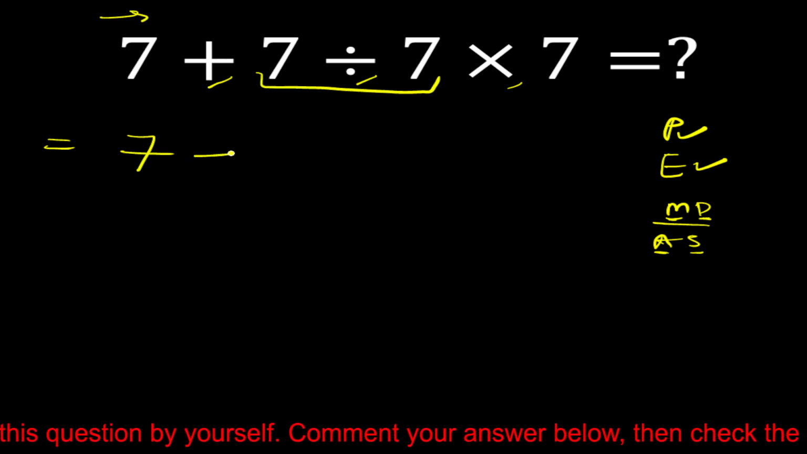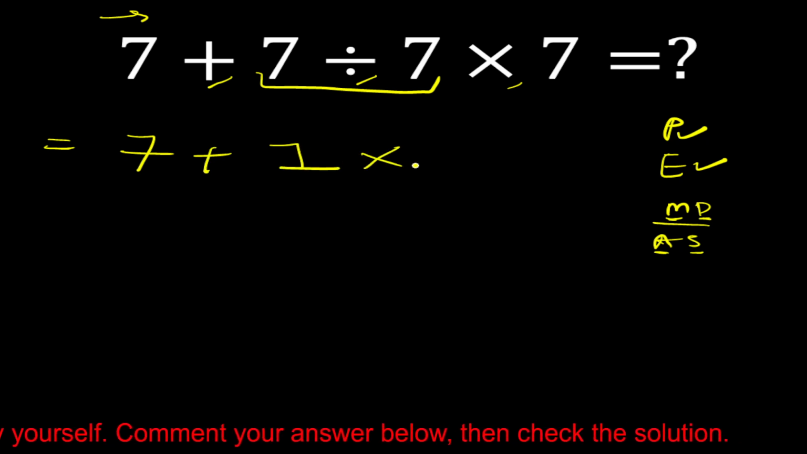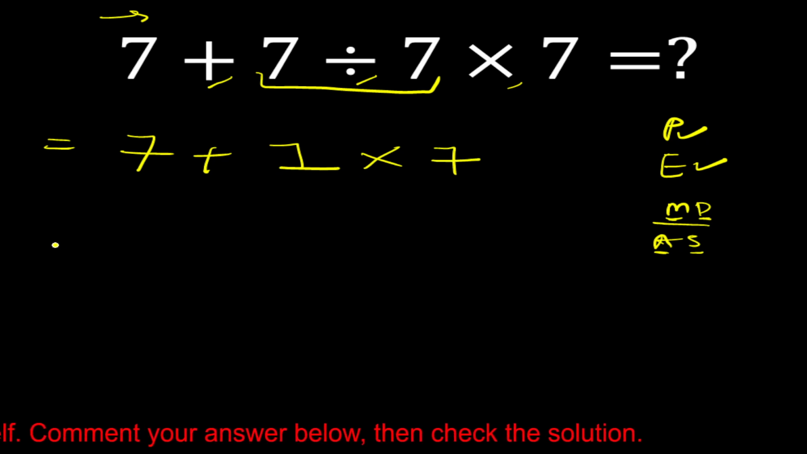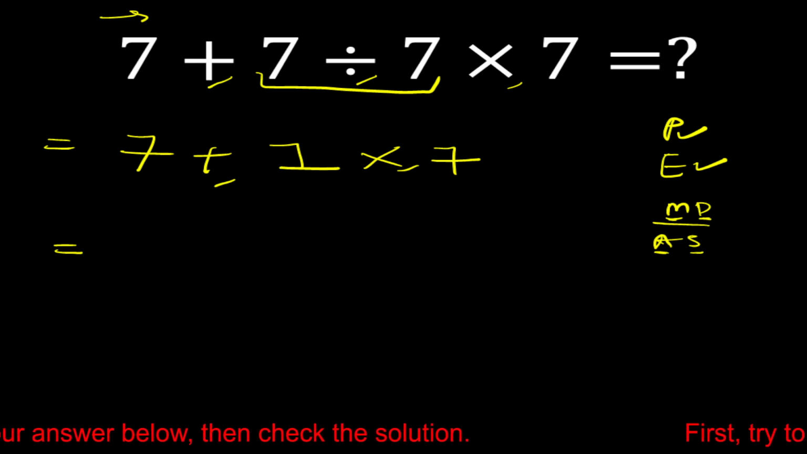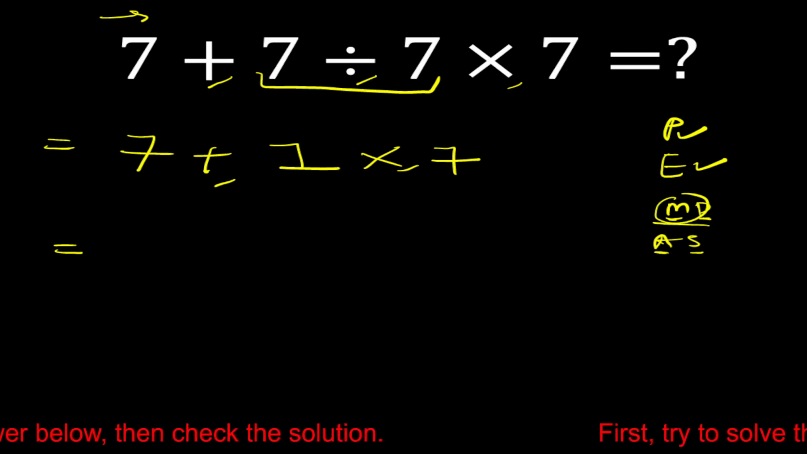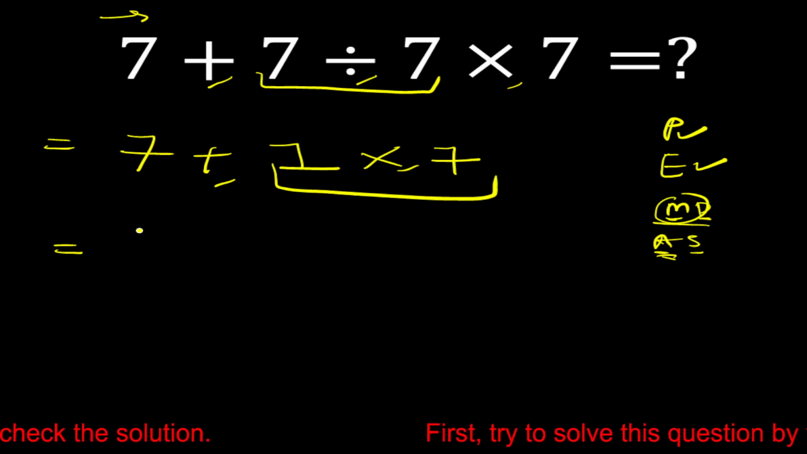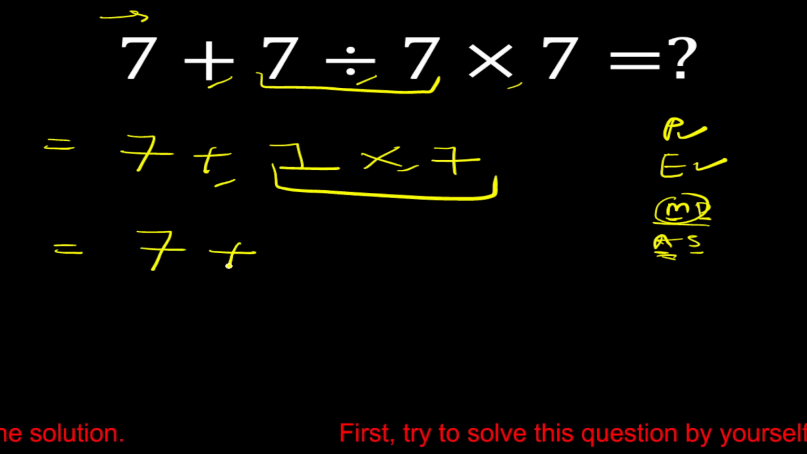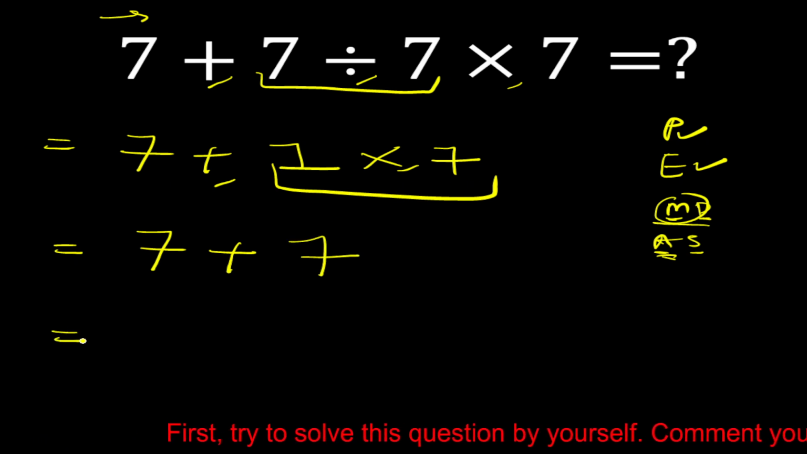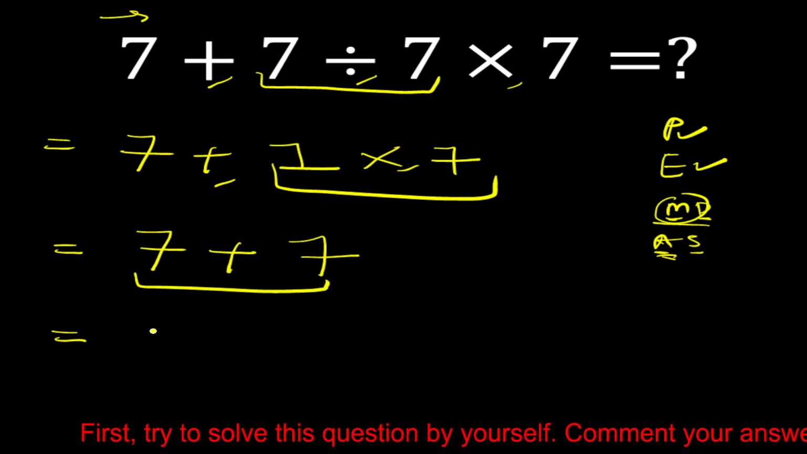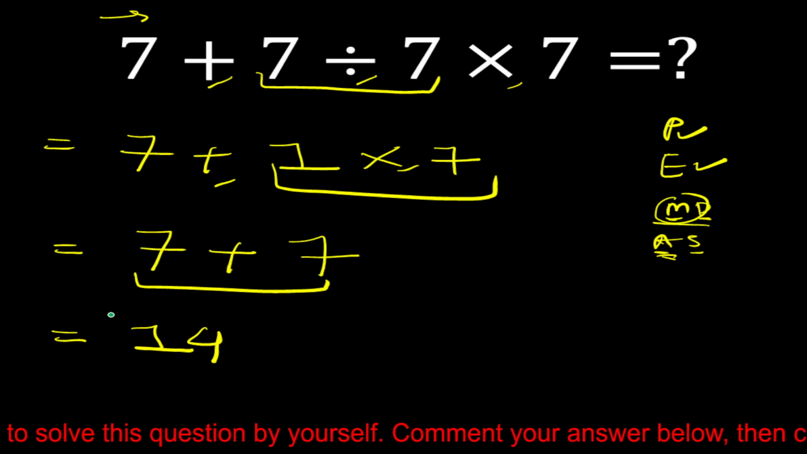So 7 plus 7 divided 7 is equal to 1 multiply 7. Okay, now here is one addition and here is one multiplication. So first priority is multiplication, then we have to solve addition. Okay, so first we have to multiply this part. So 7 plus 7 multiply 1 is equal to 7, is equal to, now 7 plus 7 is equal to 14. Therefore the correct answer is 14.